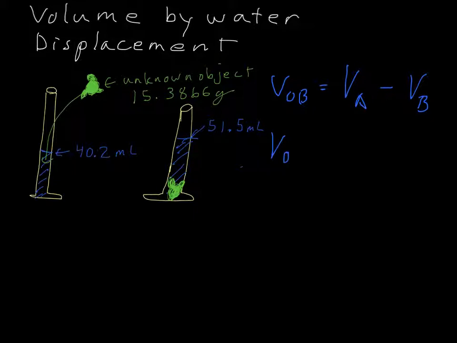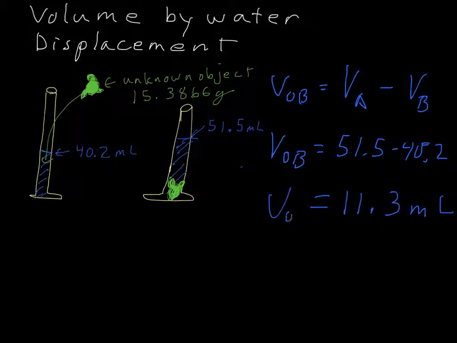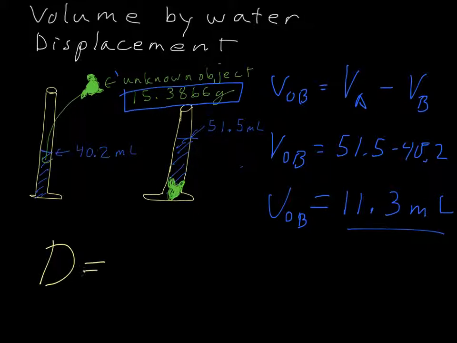So the volume of our object would be 51.5 minus 40.2, or 11.3 milliliters is the volume of our object. If we have a volume and we know its mass, it's going to be really easy to calculate the density. Density equals mass times volume.